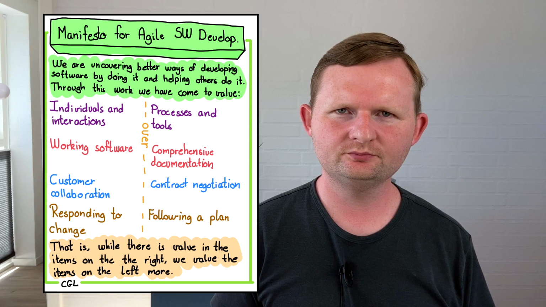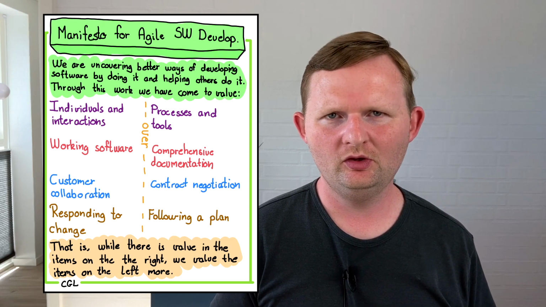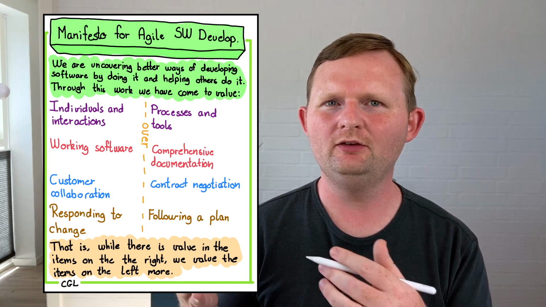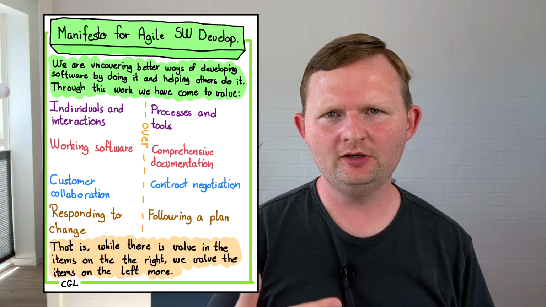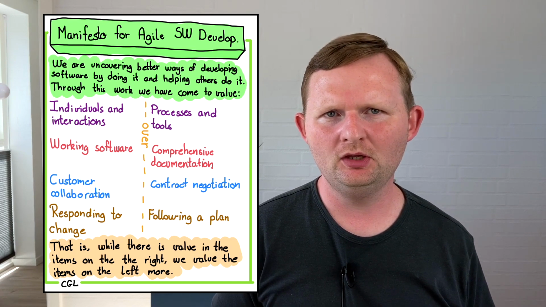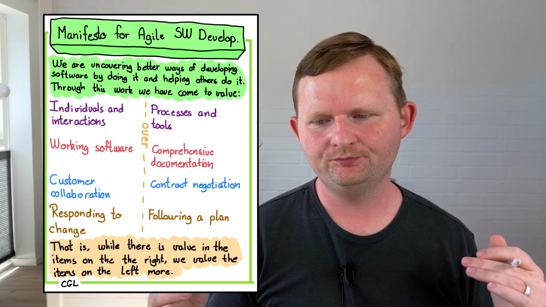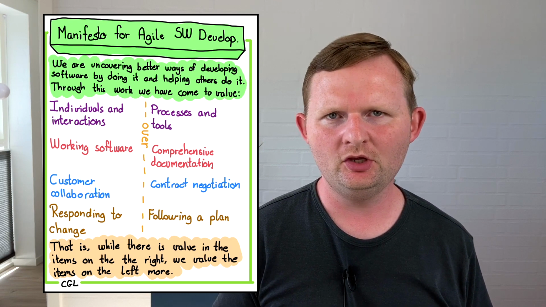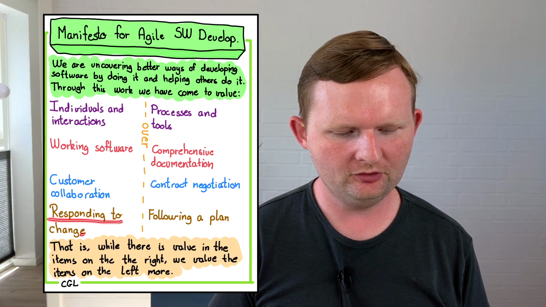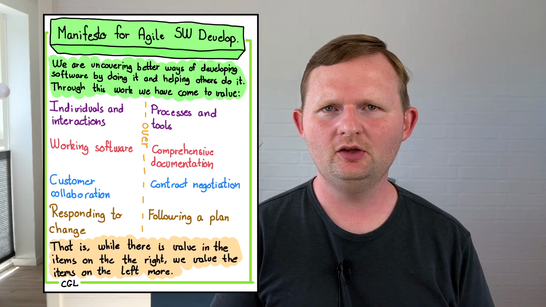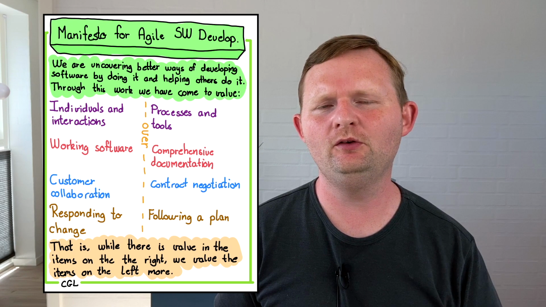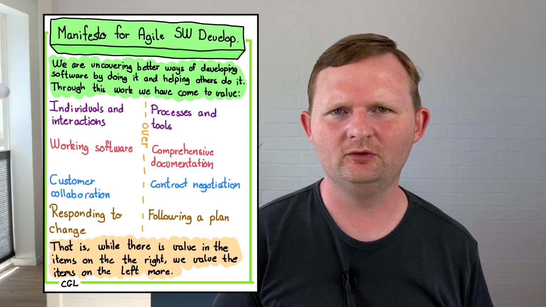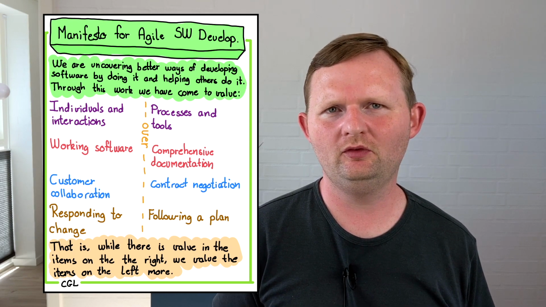The next value, and the last value of the 4 values, is this: responding to change over following a plan. We do have plans in Agile. For instance, if we are running Scrum, we'll have a plan for the next 2 weeks. The product owner might even have a high-level plan for the next 3 or 4 sprints to the best of their knowledge at the point in time. But we still have the chance to respond to change if we need to. So let's say that a new competitor enters the market, then we can respond to it. We will take the plan, say, not this time, and make a new and better plan based upon these circumstances. And that's a really, really important thing to do.